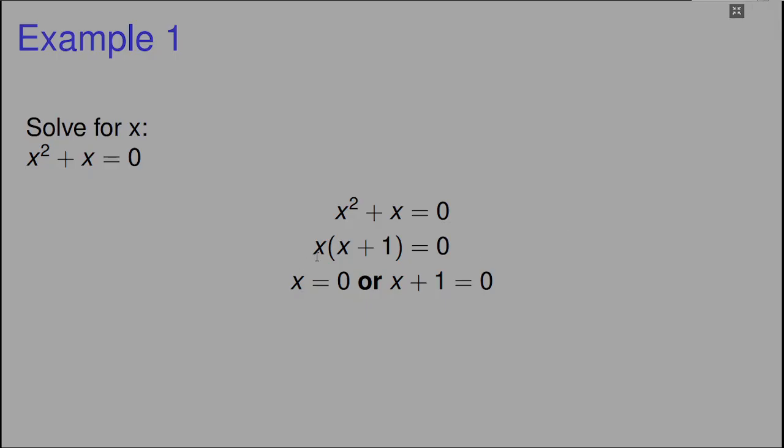Because we are multiplying x and x plus 1, either one of them must be 0, so that you get 0 as the answer on the right. So it means x is equal to 0 or x plus 1 is equal to 0. Then from there you just solve this one. Now you have two solutions as we expect, because this is a quadratic equation.